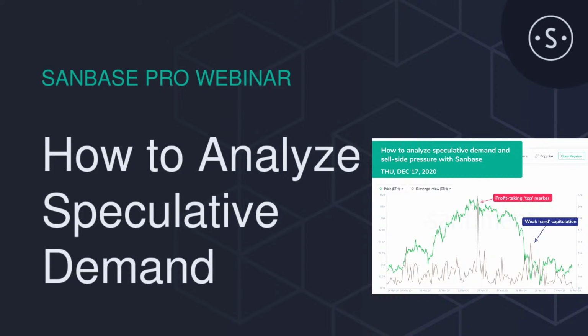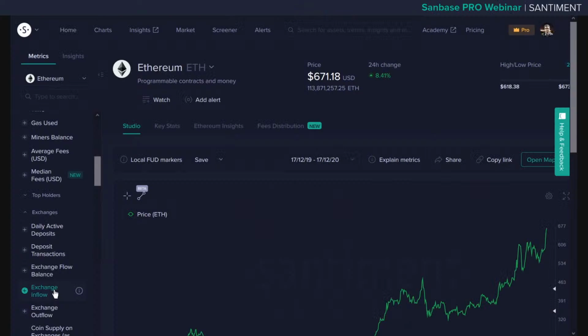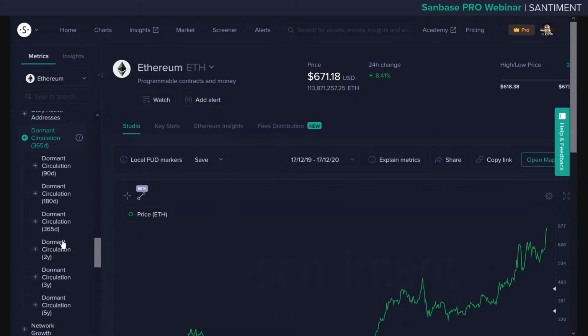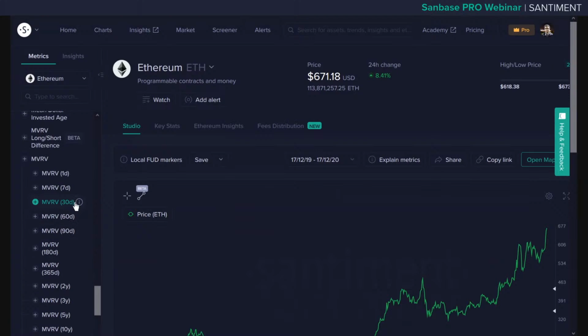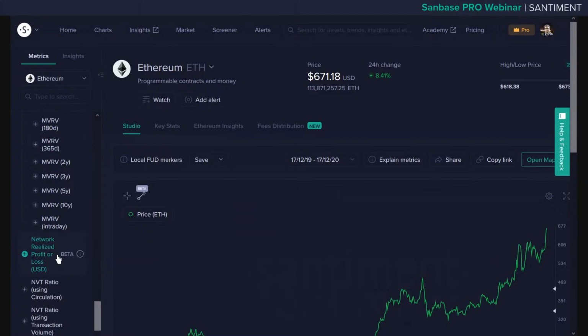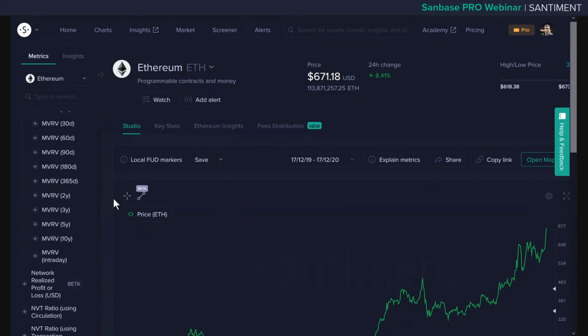This is mostly going to be the following metrics: daily active deposits, exchange inflow, and then we move into network value to get to MVRV 30-day, MVRV 365-day, and network realized profit or loss. These are some of the metrics that we are going to be focusing our analysis and discussion on today.